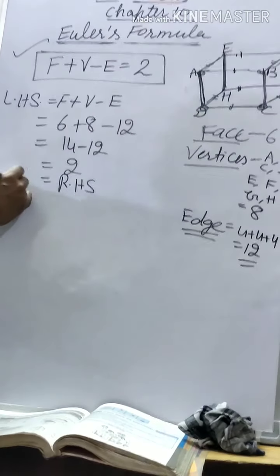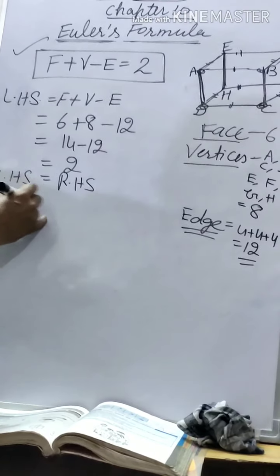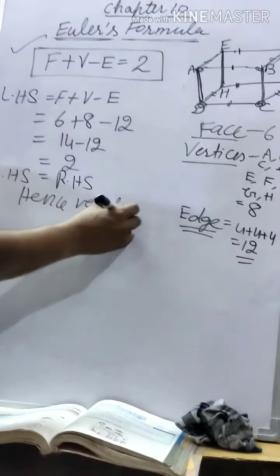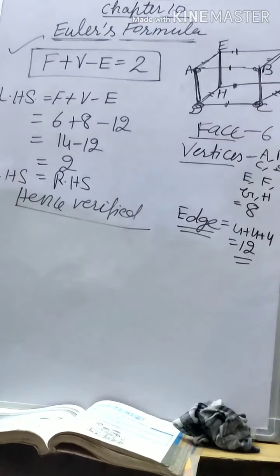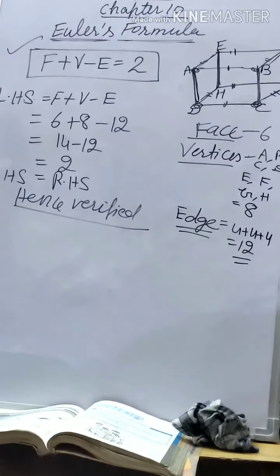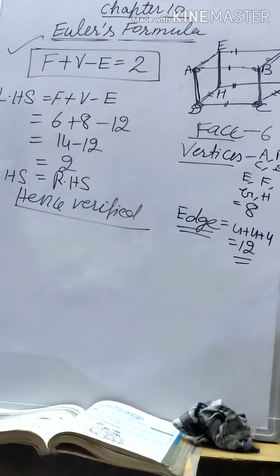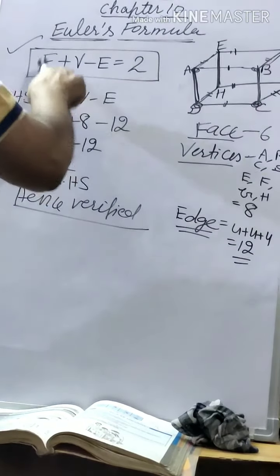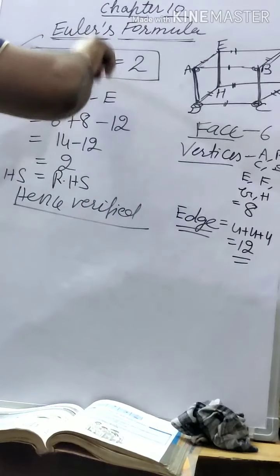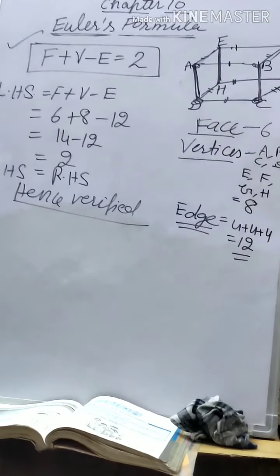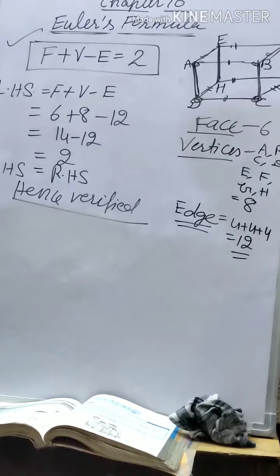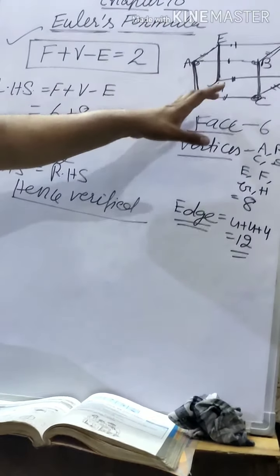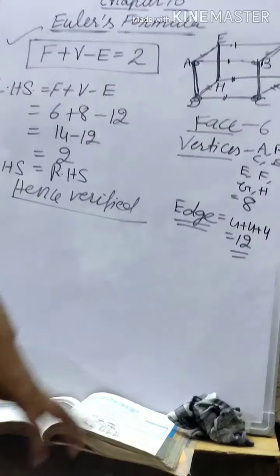So we are saying verify this, then you can say hence verified. So I think the relation between faces, vertices and edges is very clear to you. This relation between faces, vertices and edges is known as Euler's formula, and it is applicable in all types of polyhedrons.